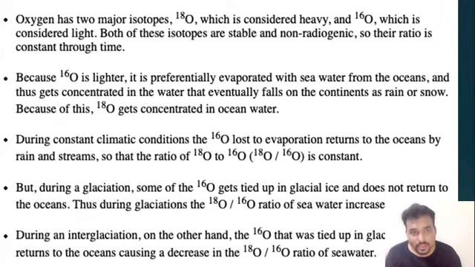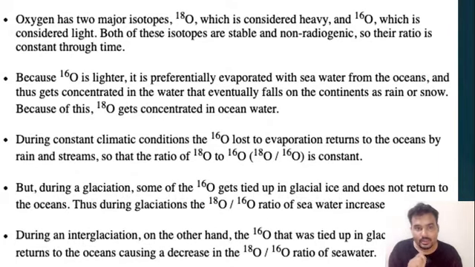It won't change to a daughter element. Now because O16 is lighter, it is easy to evaporate from the ocean water, and thus it is concentrated in the water that eventually falls on the continent as rain or snow. So O16 is coming out of the ocean, going into the clouds, and then the cloud precipitates on the continents in the form of snow somewhere in the high altitudes and high latitudes, and there is more O16 in it. But because of this process O18 is concentrating in the ocean.